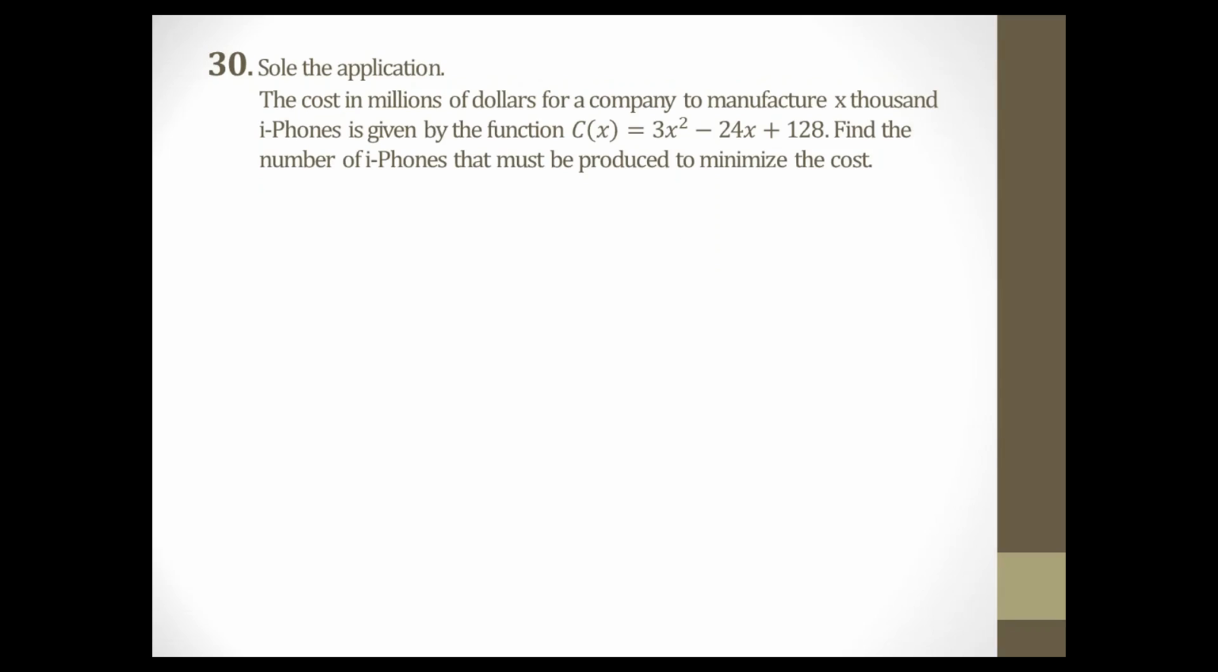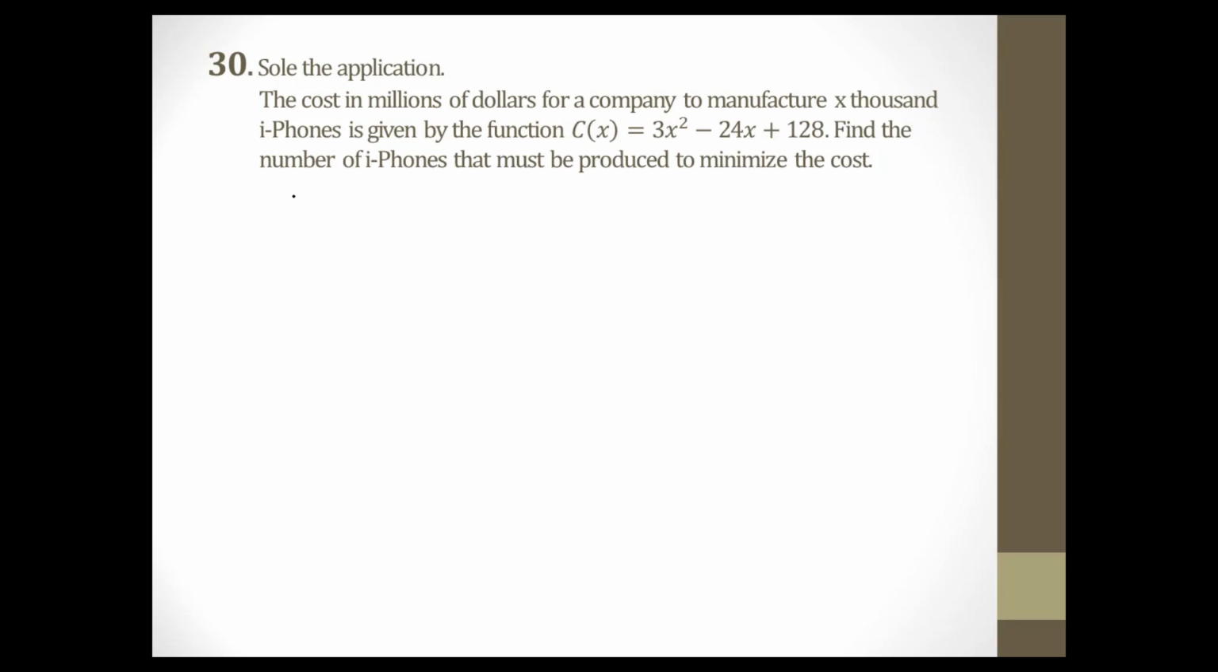Okay, last but not least, number 30. Solve the application. The cost in millions of dollars for a company to manufacture x thousand iPhones is given by the function C of x equals 3x squared minus 24x plus 128. Find the number of iPhones that must be produced to minimize the cost.